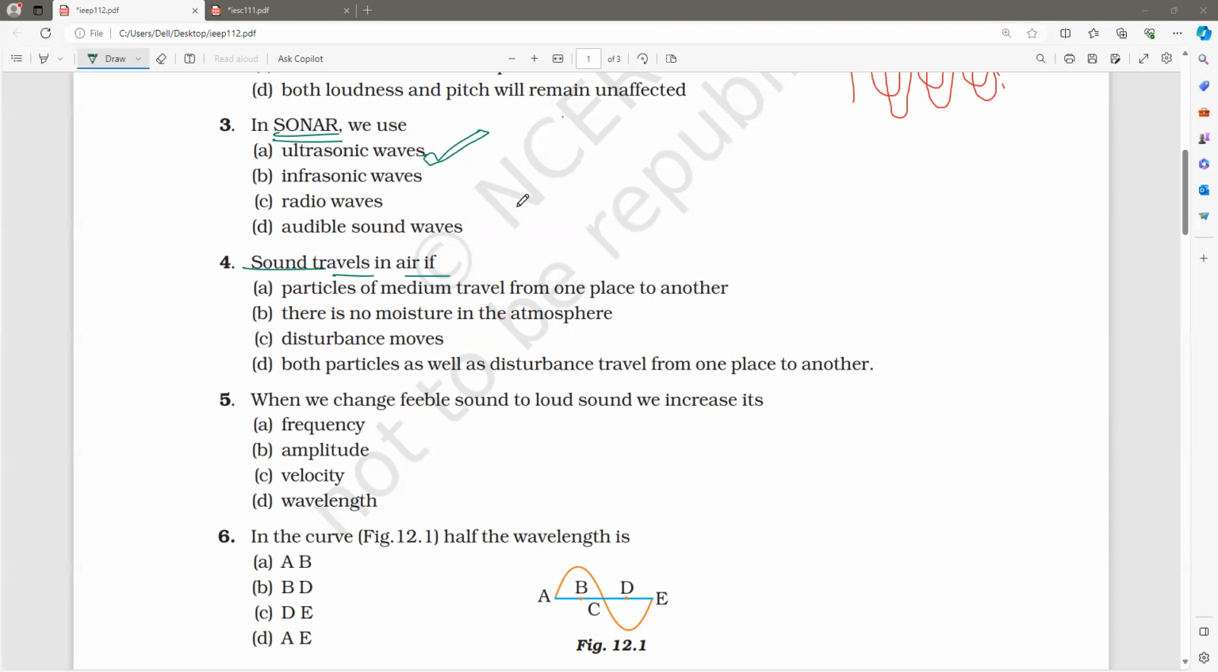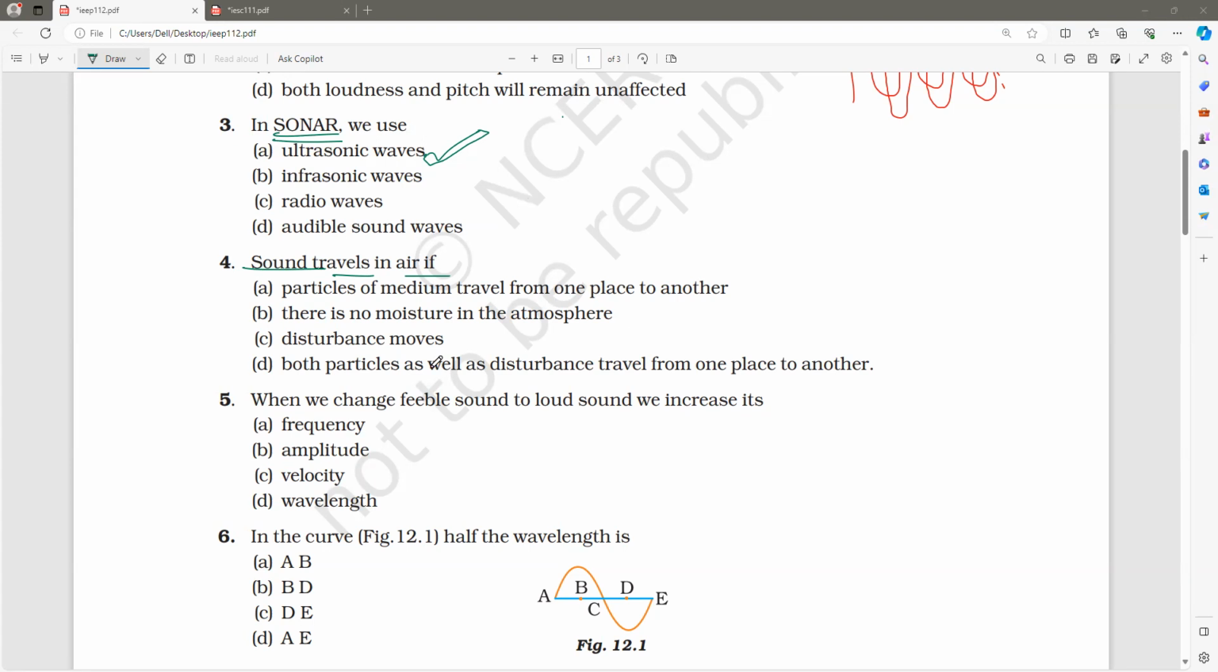Next. All of you read. What is the answer for this question? It says sound travels in air if particles of the medium travel from one place to another. Do the particles of the medium travel, or do they only make a displacement from the mean position? Only the disturbance travels. The particles will never travel. They just make a displacement from the mean position, a to-and-fro motion. That is what you have to remember.